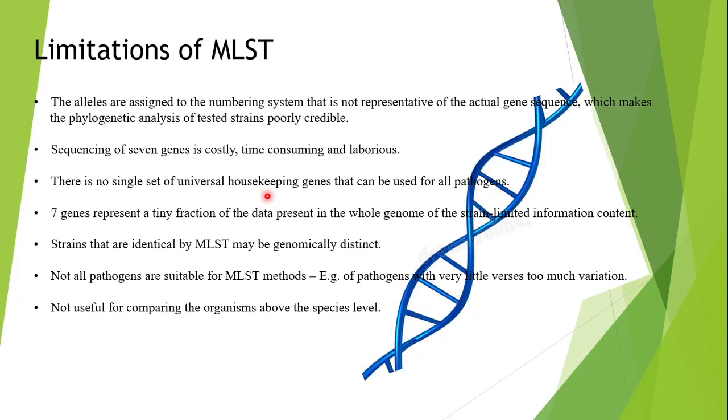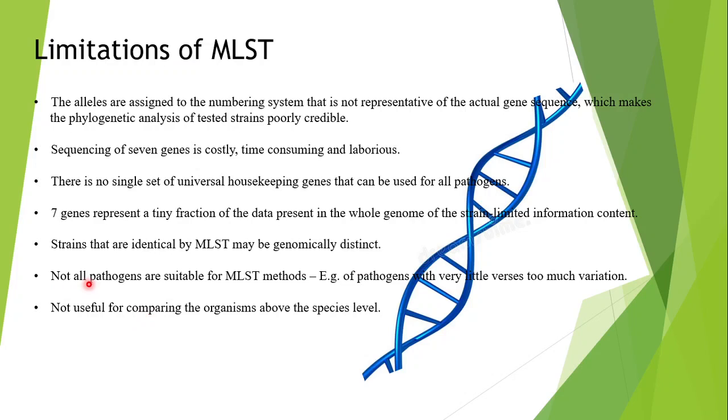Fourth drawback of MLST is that the 7 genes represent only a tiny fraction of the data present in the whole genome. A bacterial genome typically consists of 300 to 3000 to 4000 genes, while here we are only analyzing 7 genes. Strains that are identical by MLST may be genomically different.